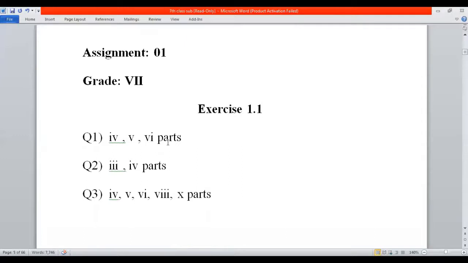Again, if there are any problems, you can ask in the live question answer session. And in question number 2, the third and fourth parts, and in question number 3, the fourth, fifth, sixth, eighth, and 10th parts. So you solve these parts by yourself and try to do your work daily.